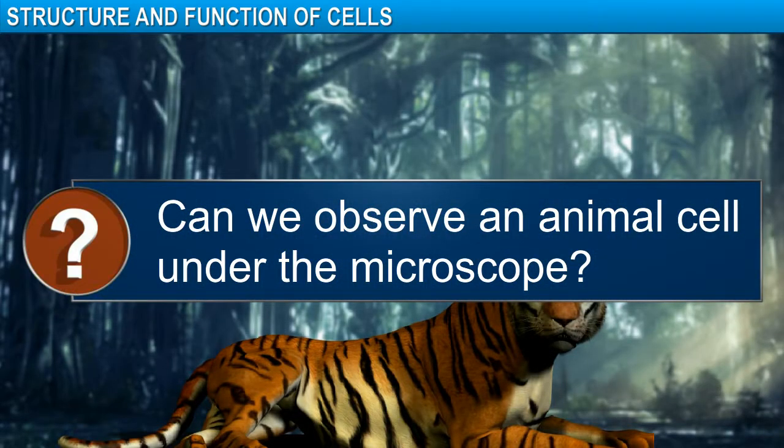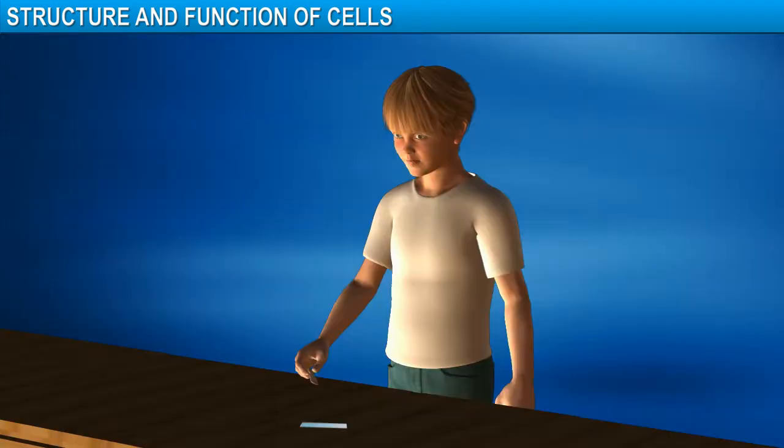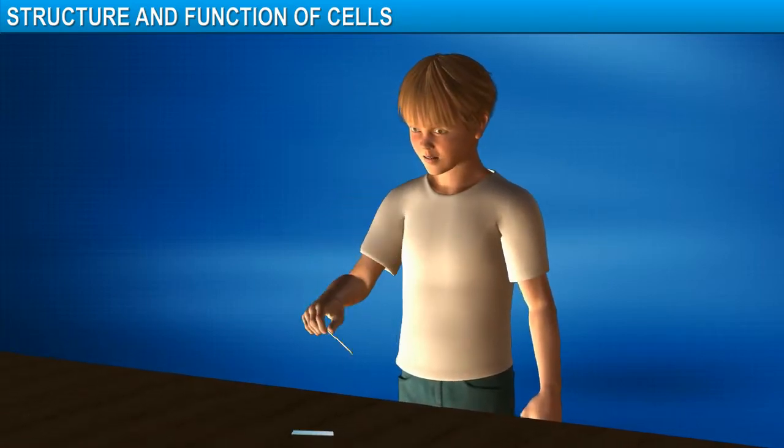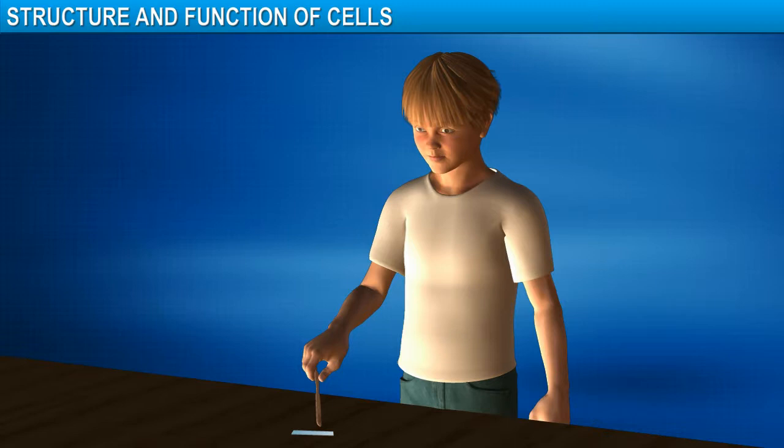Can we observe an animal cell under the microscope? To do so, collect a human cell by gently scraping the inside of the cheek using a toothpick. Here is the toothpick with the human cells.